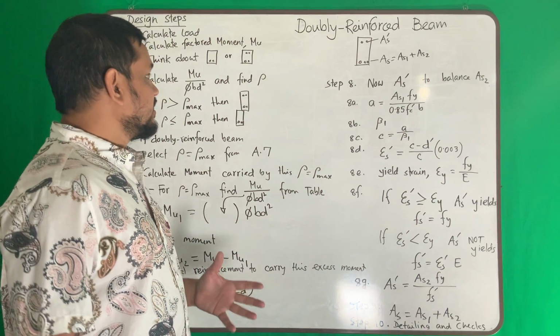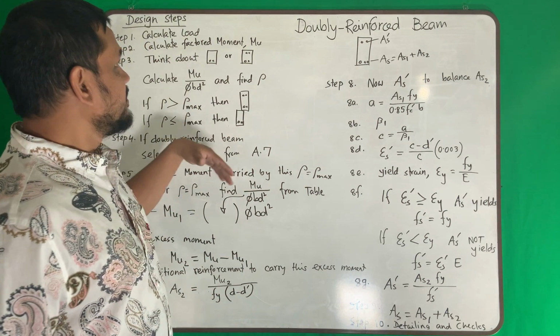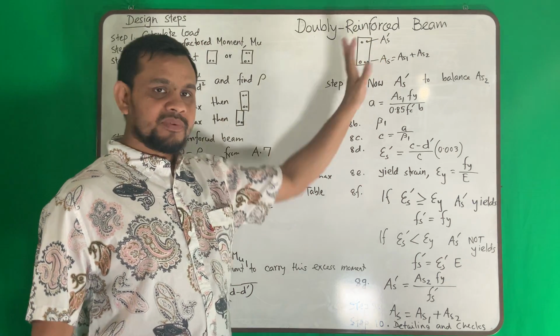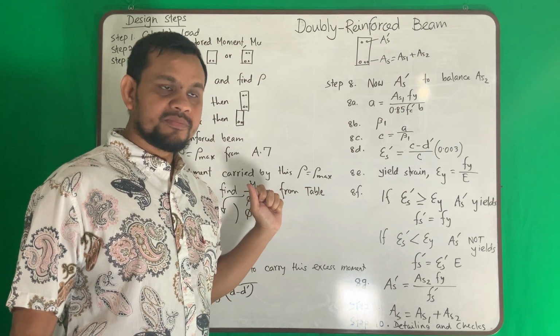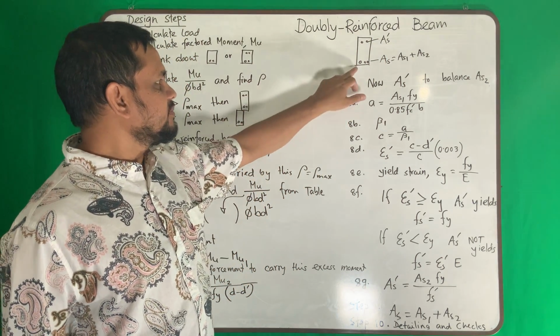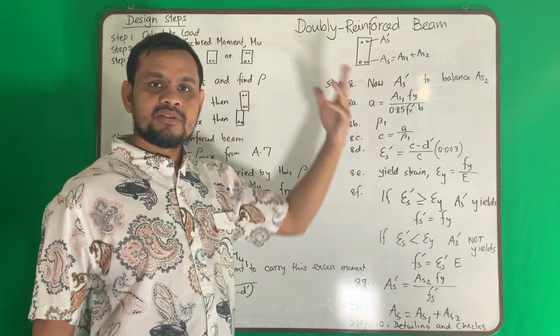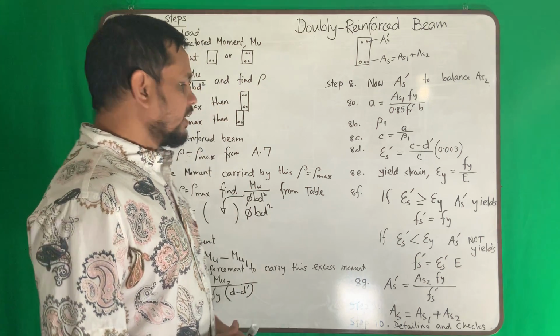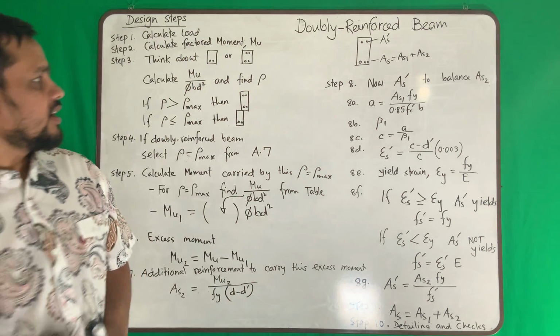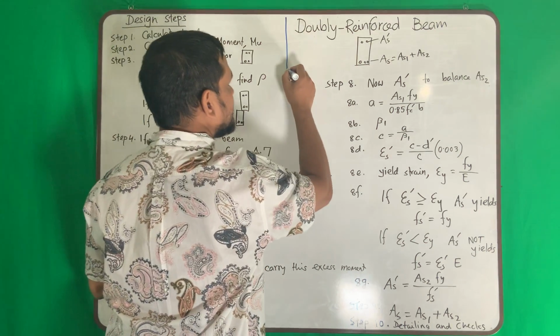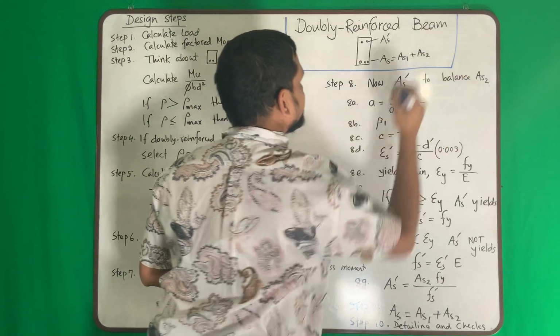This time I will discuss the steps of designing doubly reinforced beam. Again, what is doubly reinforced beam? If the beam has reinforcement in the tension side and in the compression side, that is called doubly reinforced beam. So this time I will discuss what are the steps to design this beam.